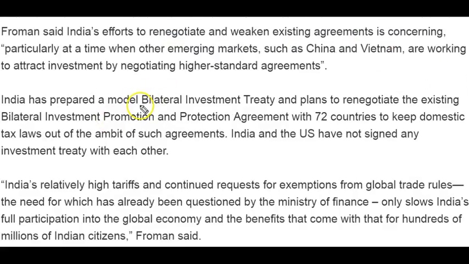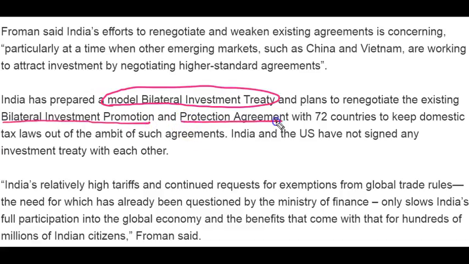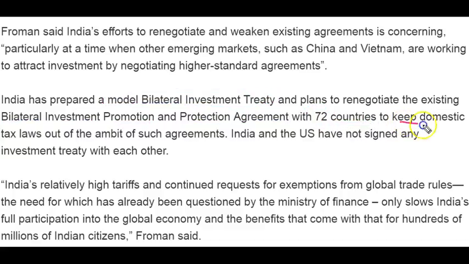So India is preparing a model bilateral investment treaty that we already discussed. We are planning to renegotiate the existing bilateral investment promotion and protection agreements with the 72 countries. The main objective is to keep the domestic tax laws out of the ambit of such agreements. One important point is that India and US have not signed any bilateral investment treaty with each other. This is an important prelims point.